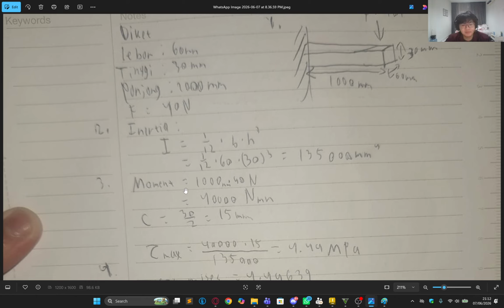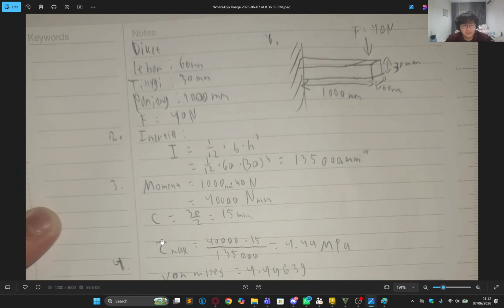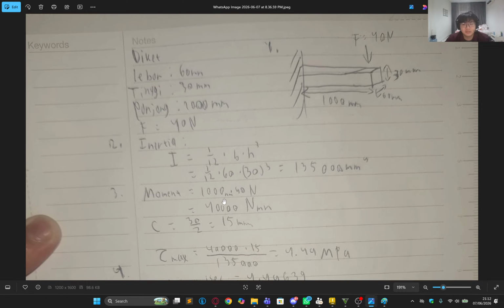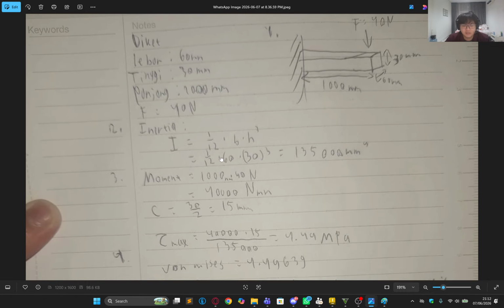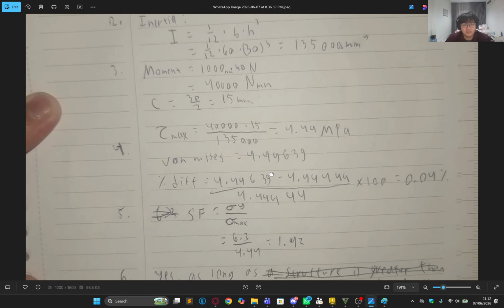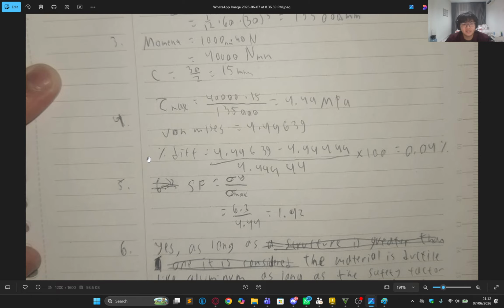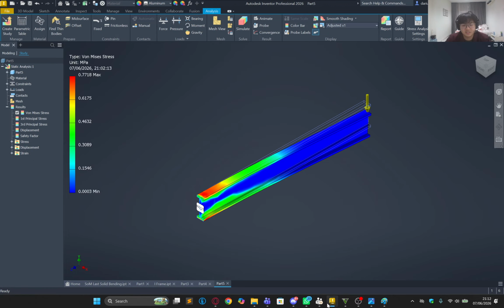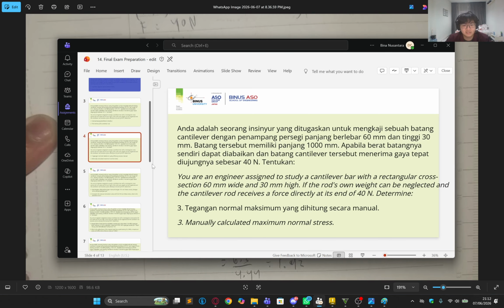To find this moment, it's simply the length and the force. So we get 40,000 newton millimeters, and for c, we just get the middle of this thing. So it's 30 divided by 2, just 15 millimeters, and I'm pretty sure that was the third question. Yeah, that was the third question, yes.